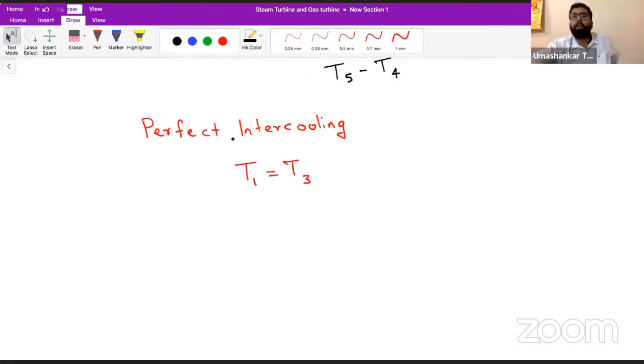And definitely when you do perfect intercooling, your overall compressor work will be minimum, and your net work done will be maximum. So if somebody says perfect intercooling, just use T1 and T3, and all the results will come. Nothing else to remember. If there is any doubt in this session, you may ask me, those who are live.